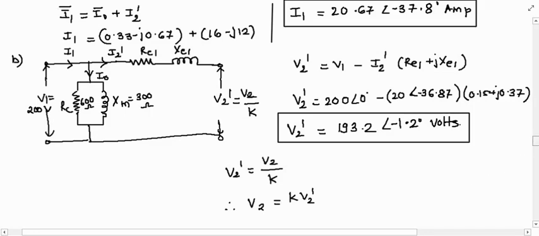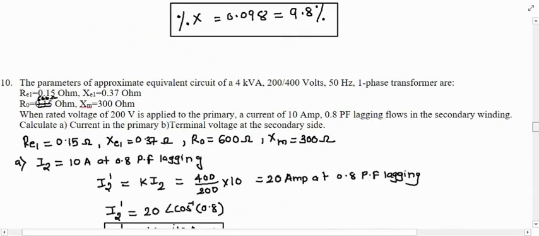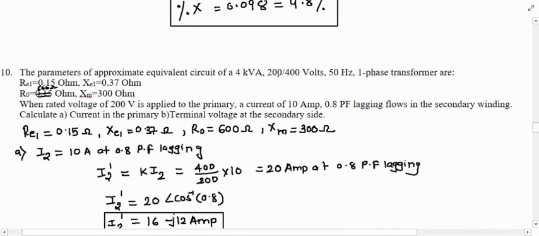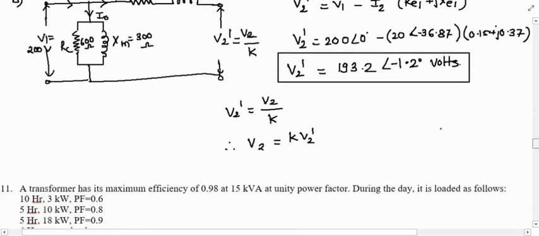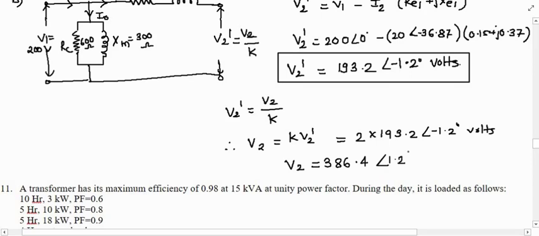So what is K? K is nothing but the ratio of secondary to primary, so 400 by 2. So it will be 2 into 193.2 at an angle of minus 1.2 volts. So my V2 will be equal to 386.4 at an angle of 1.2 degrees volts.